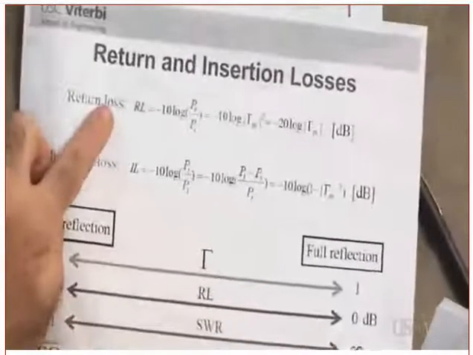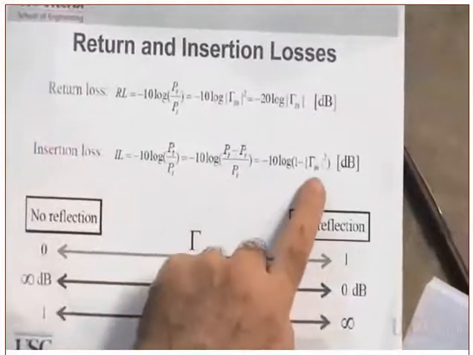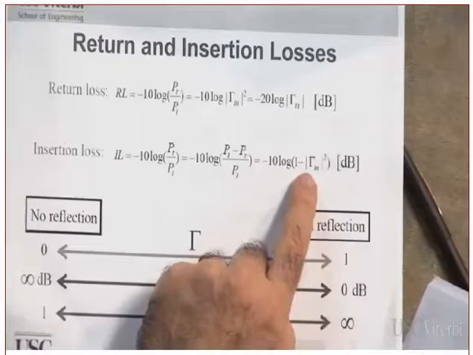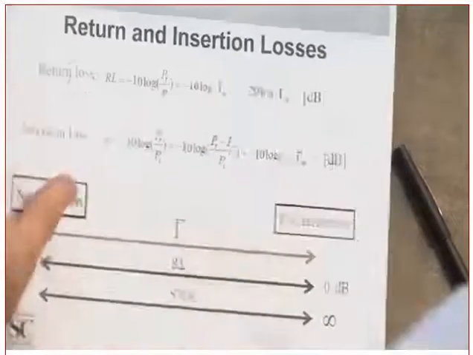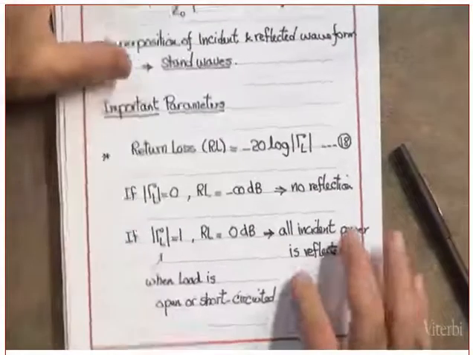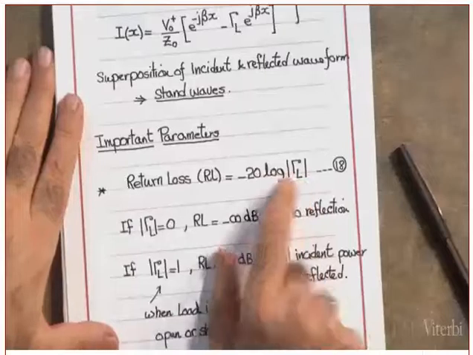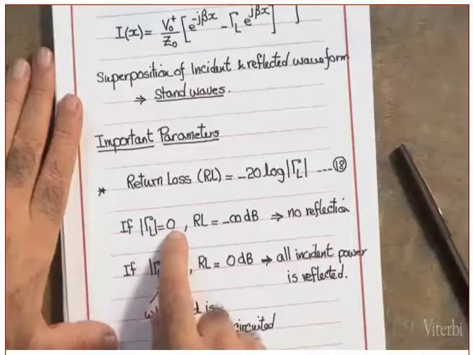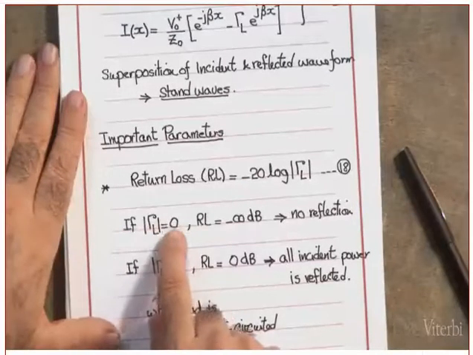By the way, notice the insertion loss and the return loss all depend on the value of gamma. Did you get it? I said gamma, yes, capital gamma. Okay. I will make a comment on this in just a second. So it's minus 20 log absolute value of gamma. Now, if the absolute value of gamma is equal to 0, what does it mean? What does it mean when I say absolute value of gamma is equal to 0?